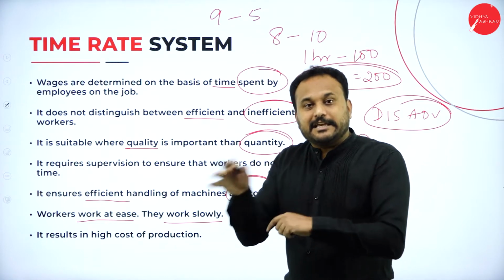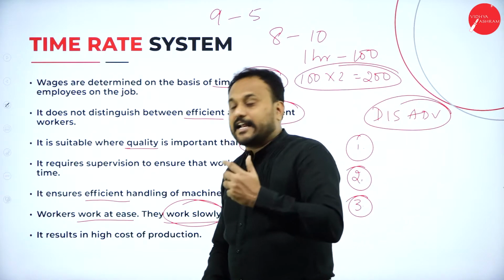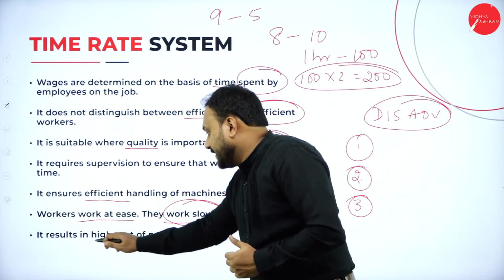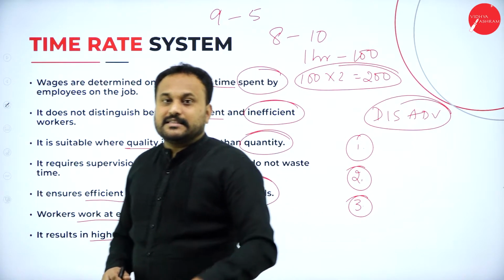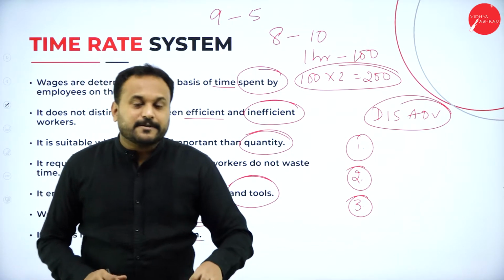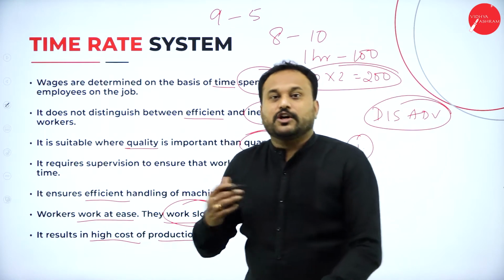But the reverse is what? That is the demerit here. You work slowly because you don't have dead targets. And the last one, it results in high cost of production. See, when quality is the prime factor here, so time rate system will actually turn costly.